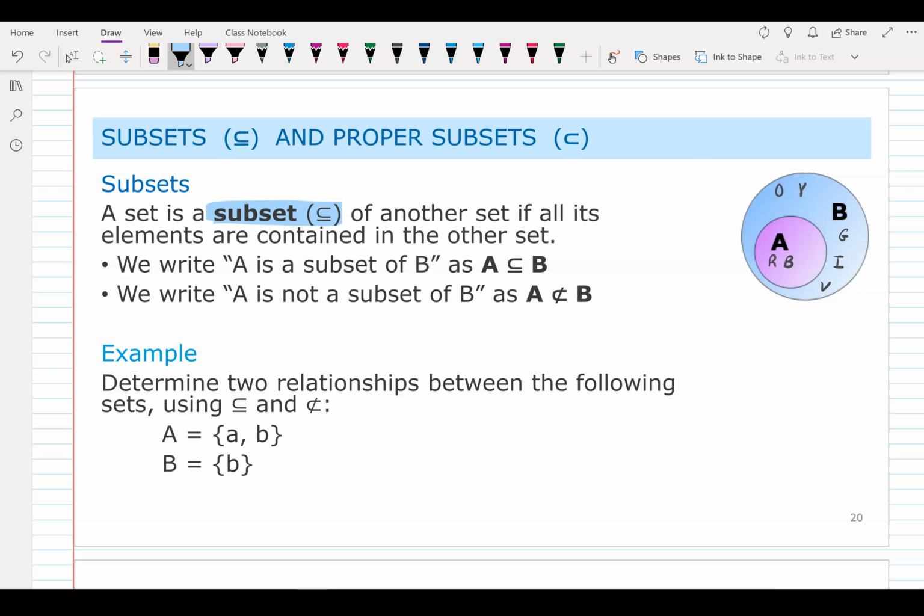So in order to write A is a subset of B, this is the symbol that we use. So I should probably just leave it at this. Is a subset of, the special symbol, is this C with a bar underneath it. It means A is a part of B. To write not a subset of, we put this symbol. It's the subset symbol C with a cross through it. So the example says, determine the relationships between the following sets using the subset symbol or the not.